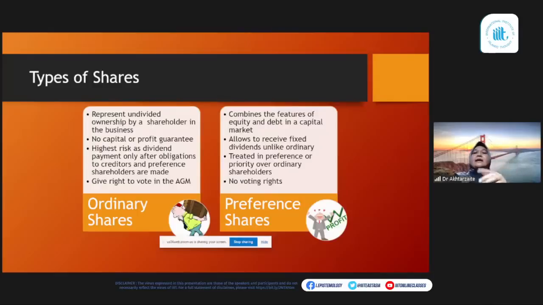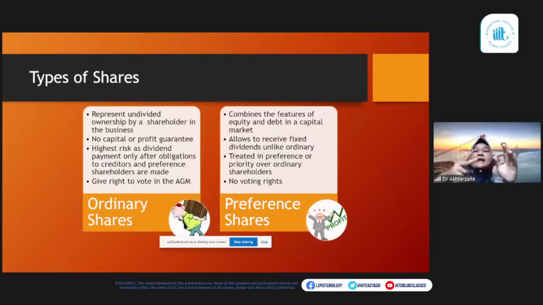Preference shares, on the other hand, are shares which give additional rights over and above the ordinary shares. So preference shares have priority over the ordinary shares, and because of that, they combine the features of equity and debt in the capital market. Equity, as we know, but debt has the element of fixed payment, so it allows them to receive fixed dividends, unlike the ordinary shareholders. Say for example, whatever happened, they will receive 5% of the profit realized by the company. They are treated in preference, or given priority over ordinary shareholders, at 2 points. One is upon the dividend payment, so they will get first. The leftover will be given to the ordinary shareholders.